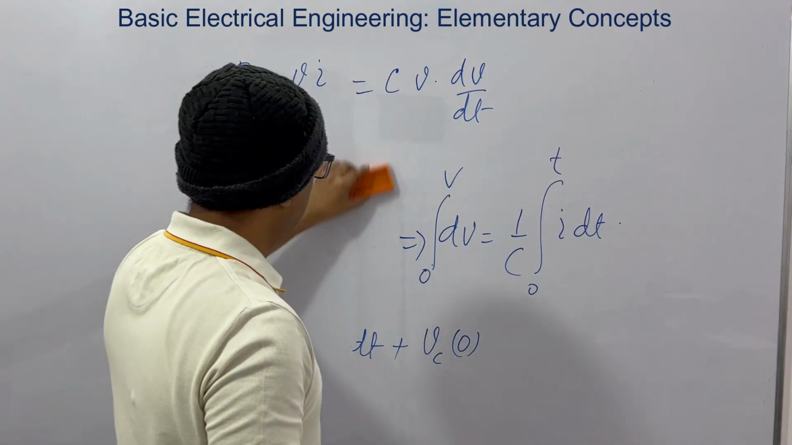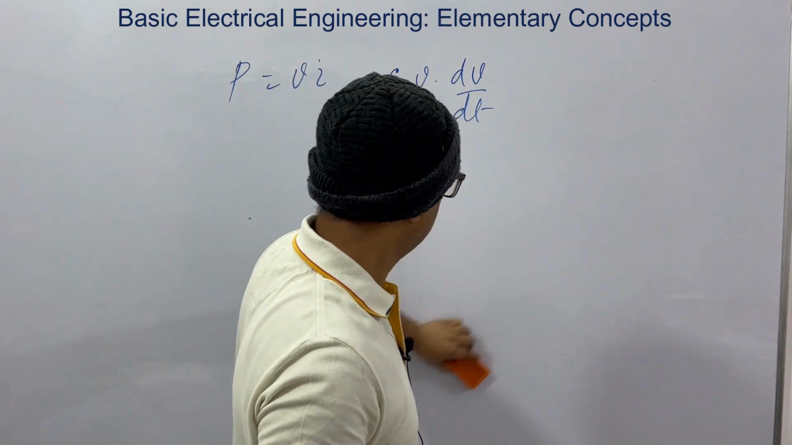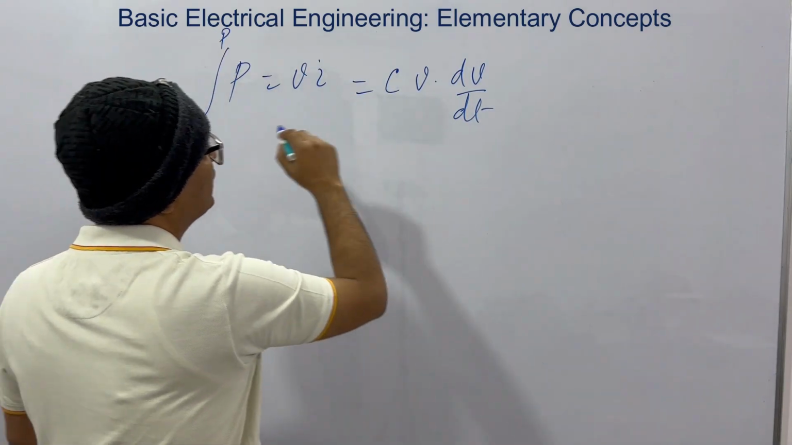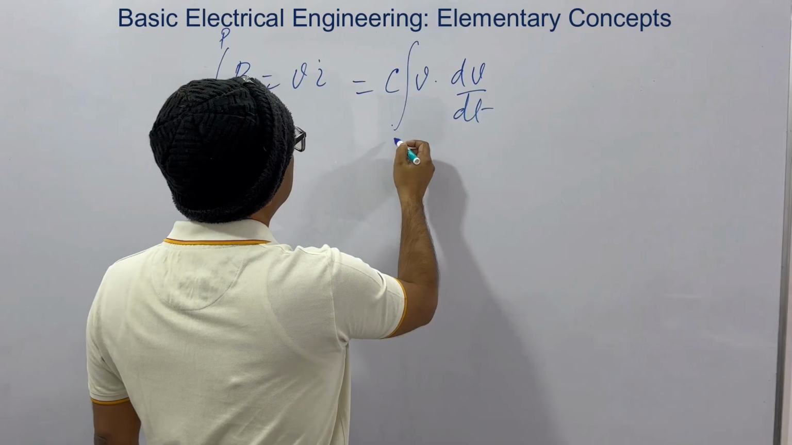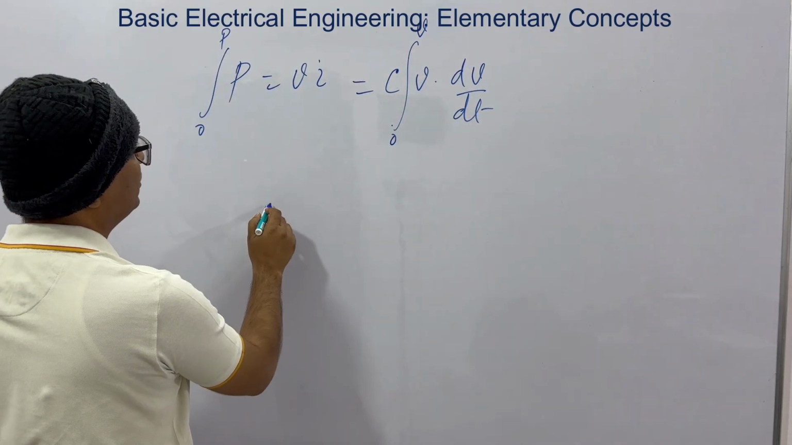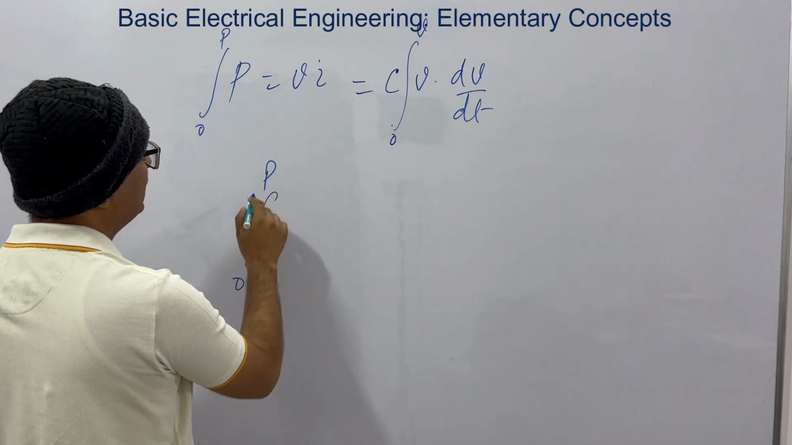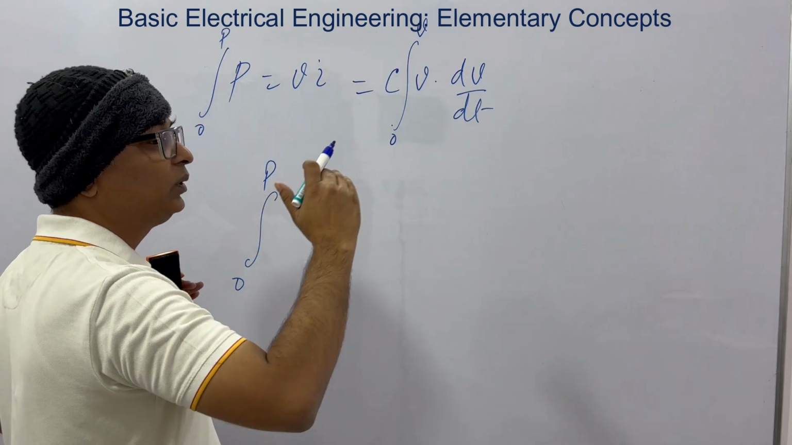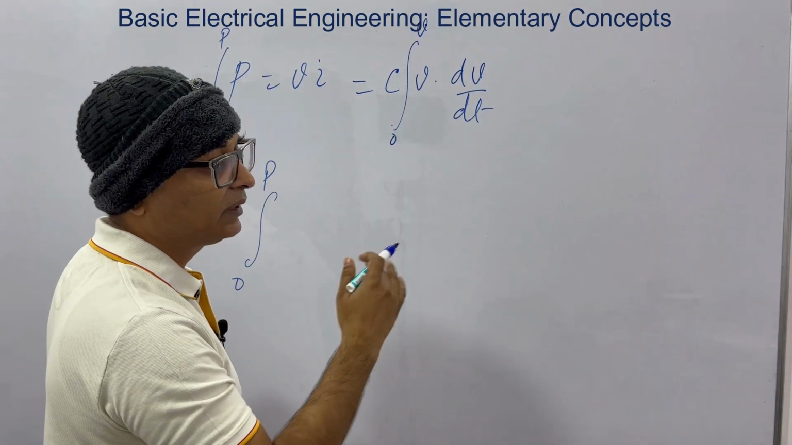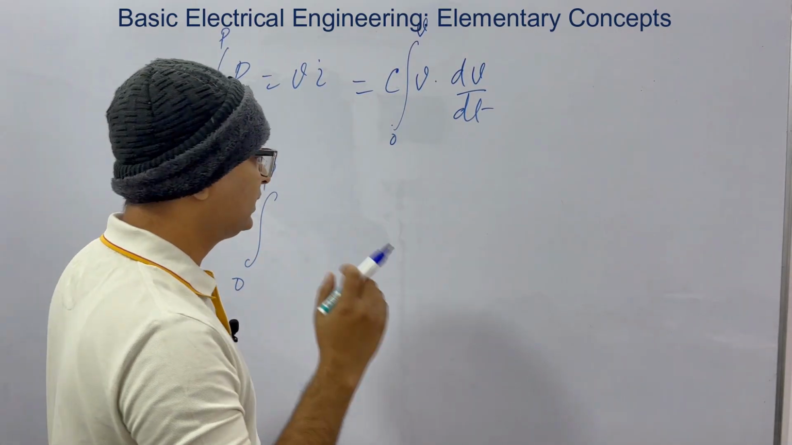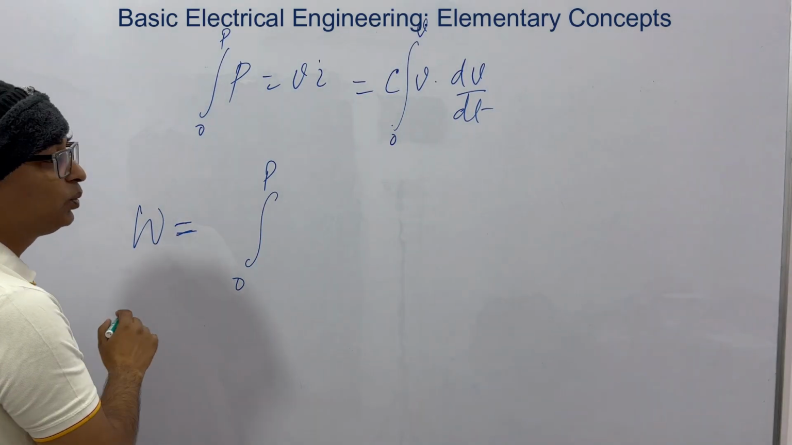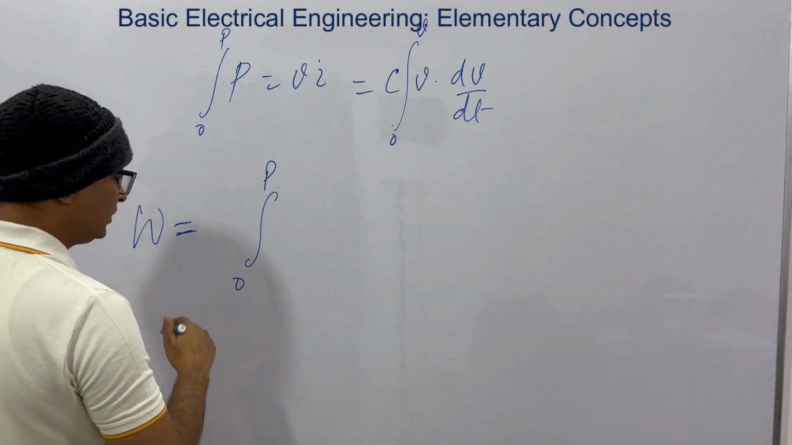If you integrate it from 0 to t, what power will it do? Here, from 0 to V, we'll take dt. So from time 0 to time equal to t, what power has been transferred into the capacitor? That is work done. That is energy stored in the transfer of power.